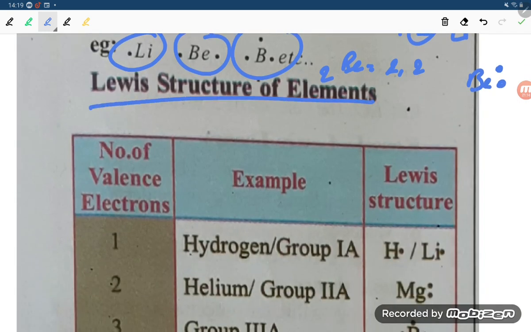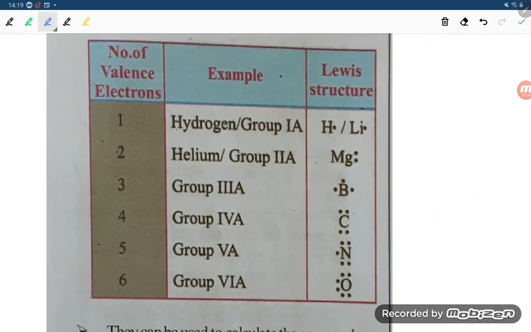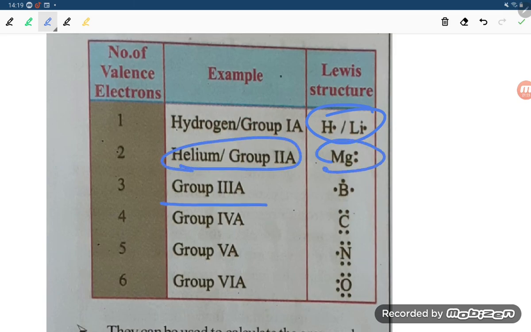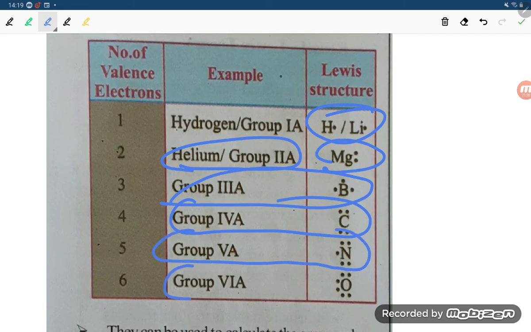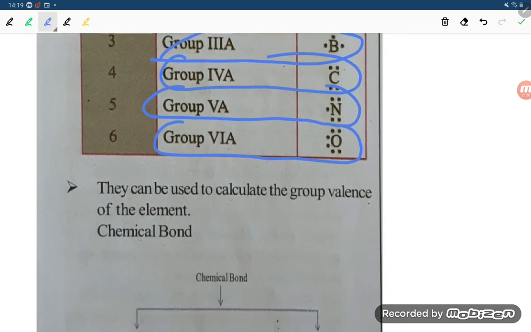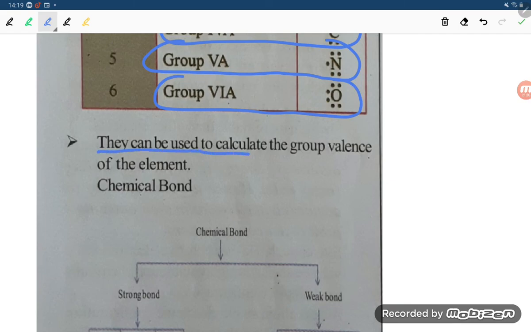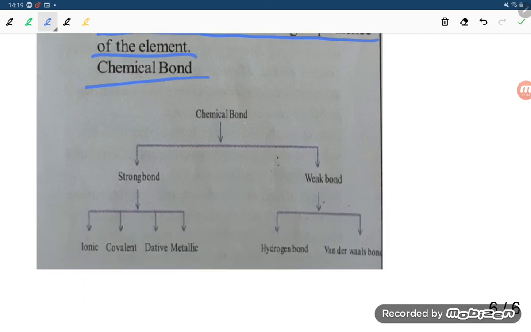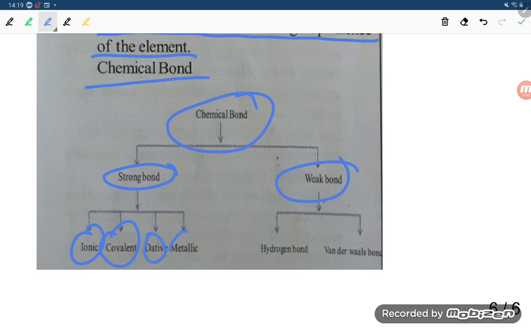In the Lewis structure of elements, hydrogen and lithium have 1 dot. Group 2 elements like magnesium have 2 dots, group 3 elements 3 dots, group 4 elements 4 dots, group 5 elements 5 dots, and group 6A elements 6 dots. They can be used to calculate the group valence of the element. Types of chemical bond: strong bonds and weak bonds. Strong bonds are ionic, covalent, dative and metallic bonds, and weak bonds are the hydrogen bond and van der Waals force of attraction.